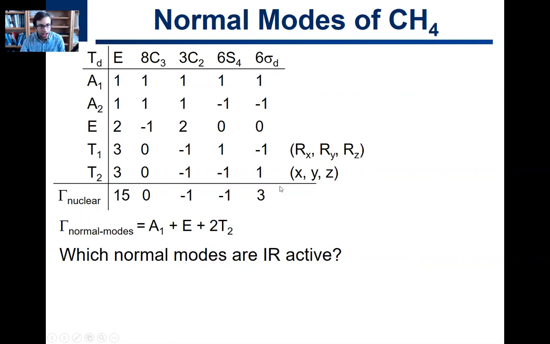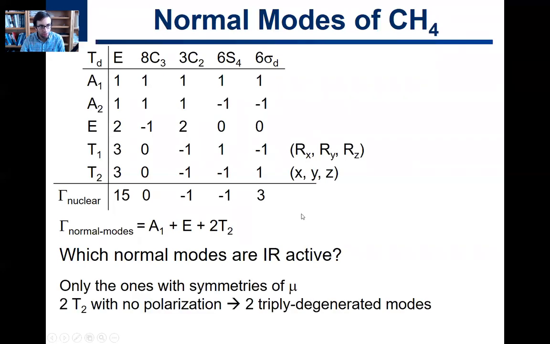And we could look at the character table and from all of our rules know that only the ones with symmetries of the transition moment operator are going to be IR active. So the transition moment operator for IR spectroscopy is X, Y, and Z. And these vectors happen to all be triply degenerate and transform together as the T2 symmetry in the Td point group. And so what this left us with is that the two T2 modes, one of those, remember we said, was a bend, one of them was a stretch.